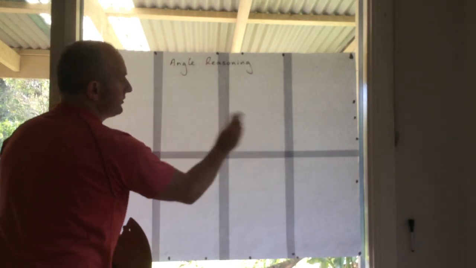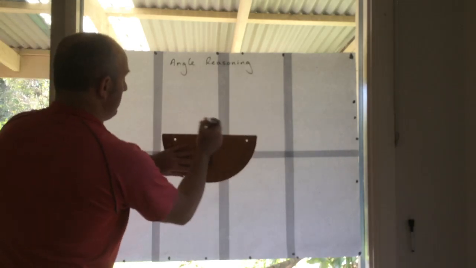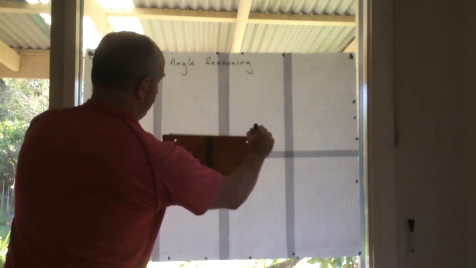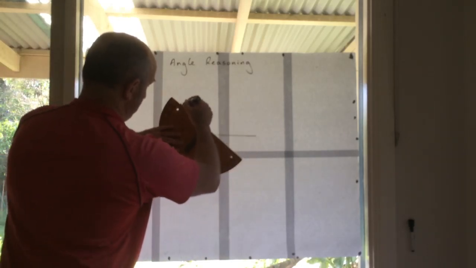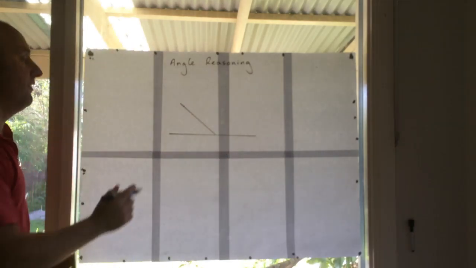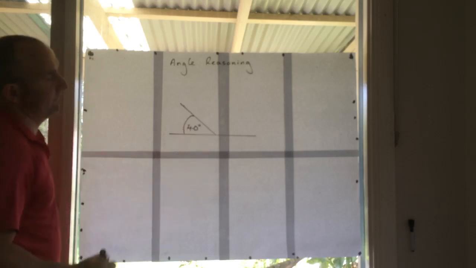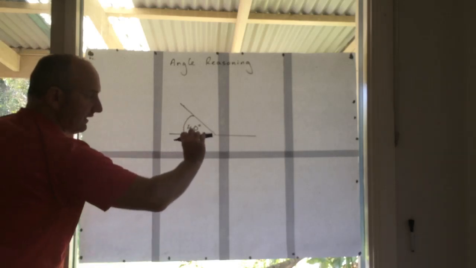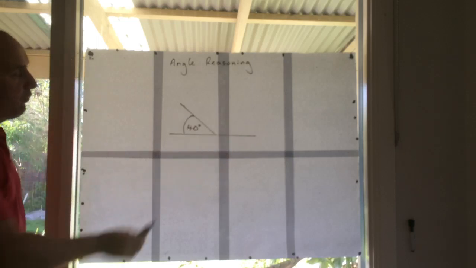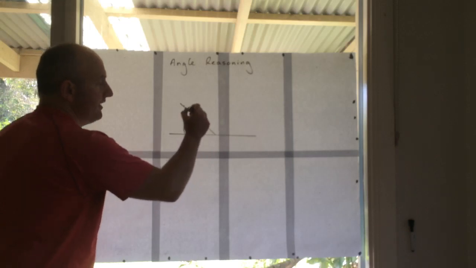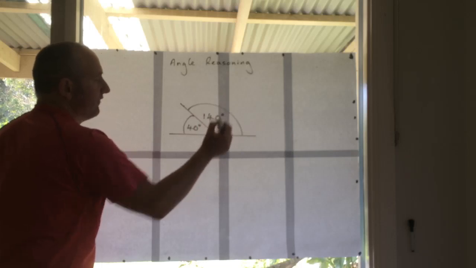The next one we're going to do is this. So now I'm going to draw a straight line. And I'm going to say that this angle here is 40 degrees. Now I know that in a straight line they form 180 degrees. So what's this angle here? This angle here must be 140 degrees.